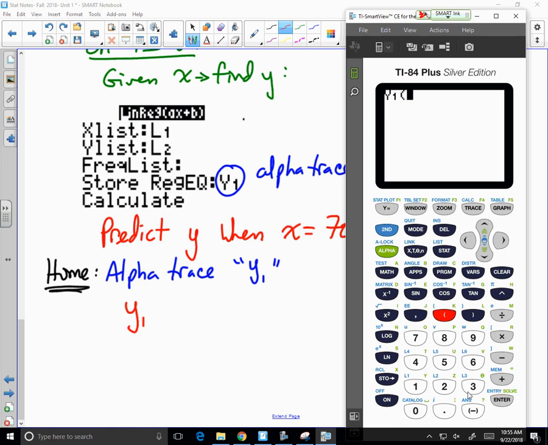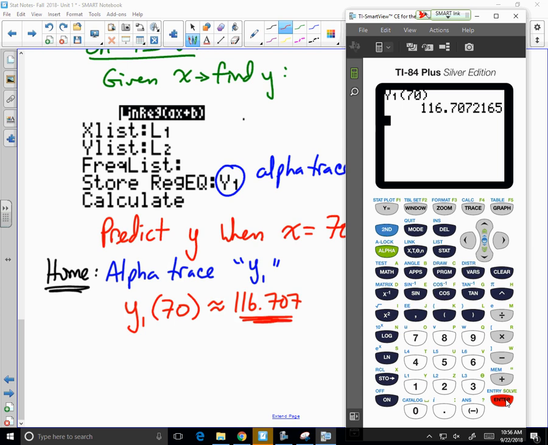Open a set of parentheses. Type in the number you wanted to evaluate. I want to evaluate it when it's 70. So type in the 70. Hit enter. 116.707. That would be your answer. This is function notation from algebra. Right? f of x. If I needed f of 2, that's telling me to plug a 2 in everywhere I see an x. All right?